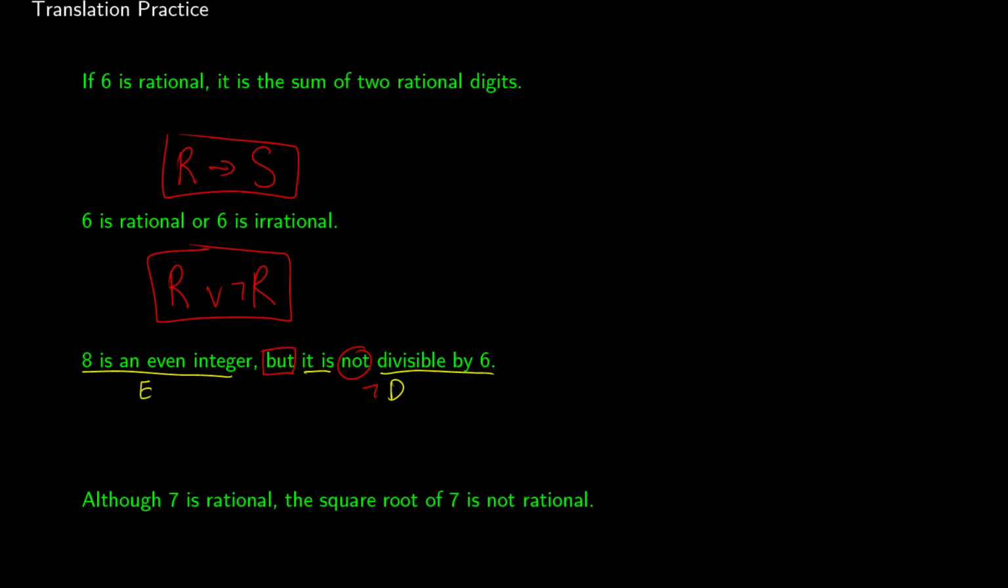Now we have one word to take care of, which is but, and but is similar to and. So 8 is an even integer, and it is not divisible by 6. So we can put an and there. So our final result will be E and not D.